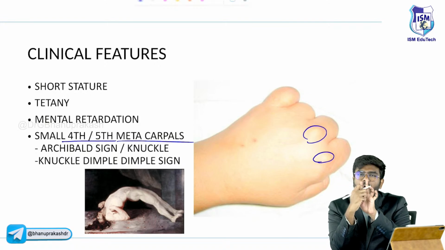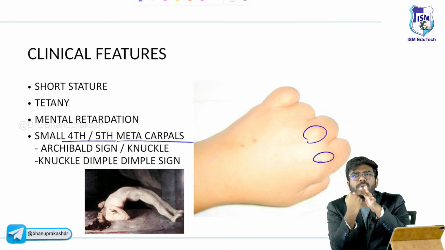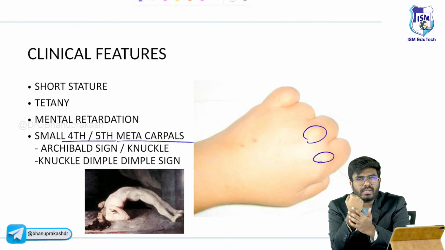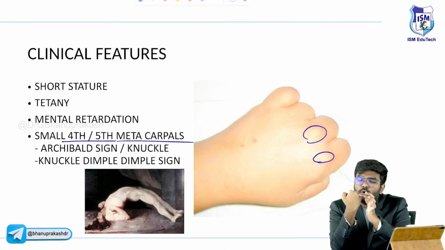As they are not properly developed, if you ask this patient to make a fist like this, you can see my knuckles, right? These knuckles are because of the metacarpals. This is the first metacarpal, second, third. The fourth and fifth metacarpals are not going to be properly developed, short metacarpals. So you cannot see these knuckles.